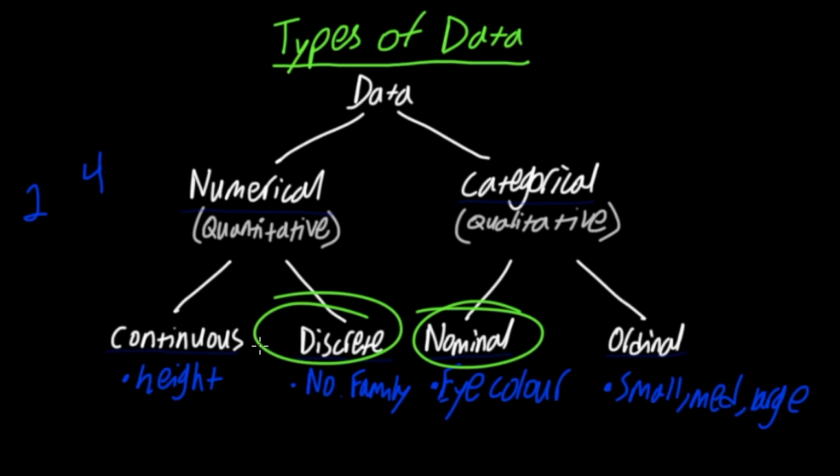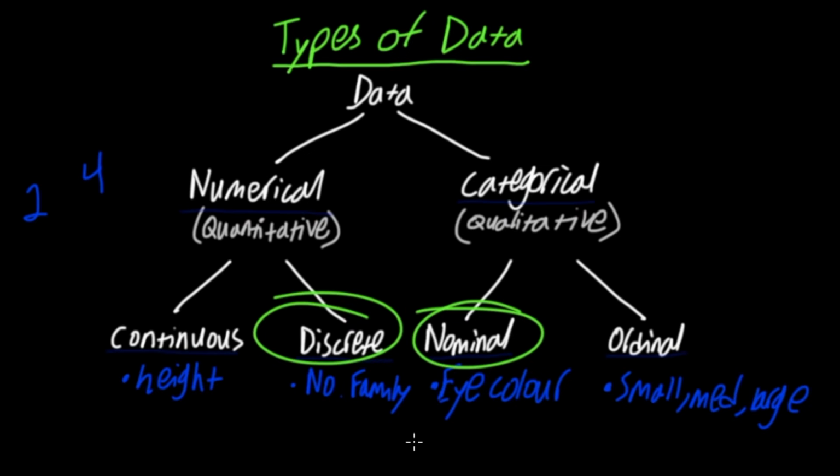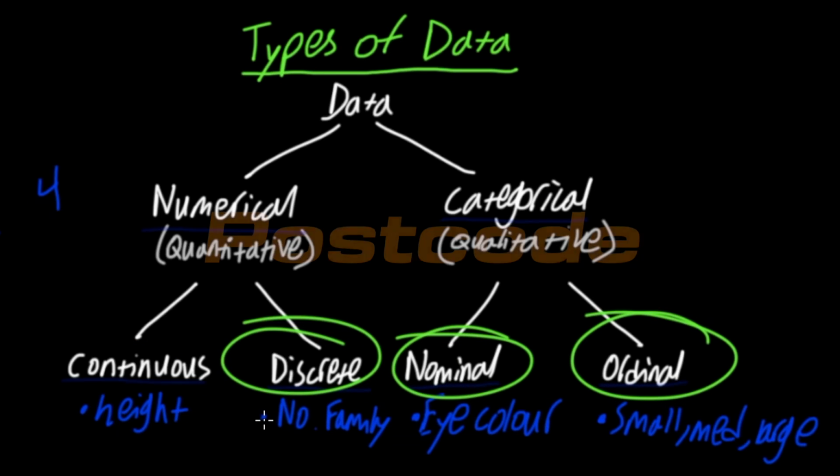Next, let's say we have under 25 and over 25 age groups for some sort of sport. That is categorical because they're categories. We have the category of under 25 and the category of over 25. But these categories are ordered, meaning it is ordinal. So that's an example where you can have numbers for categorical.